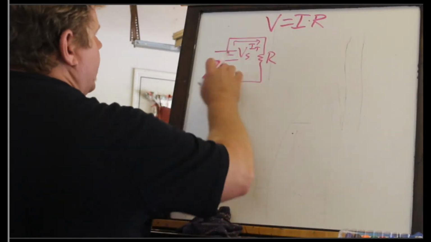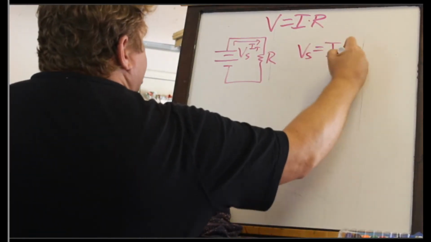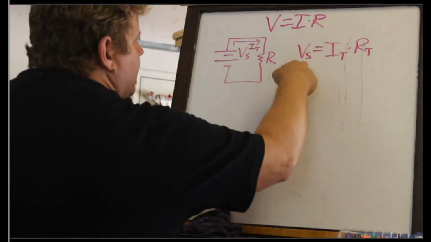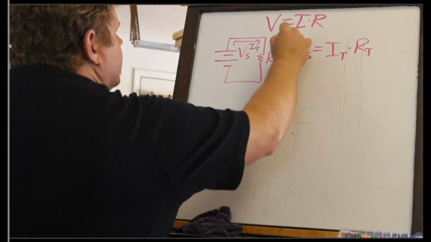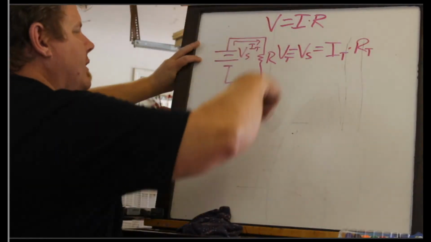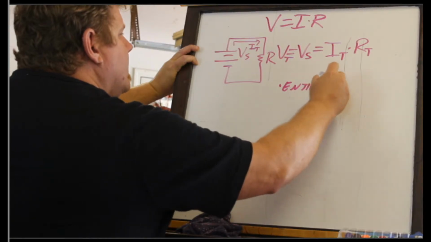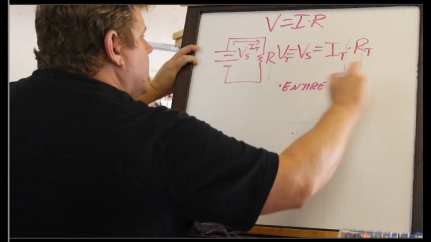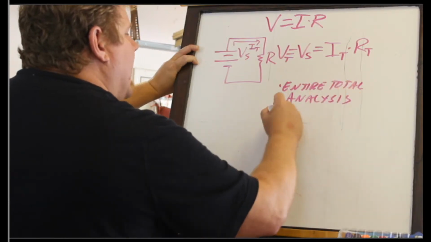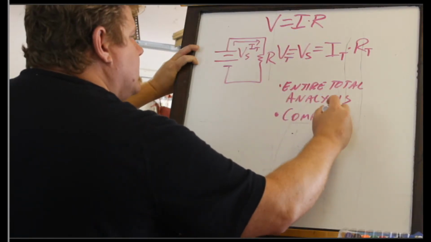And then if you just wanted to put off to the side here, the total current times the total resistance. Okay, and you could alternately write this as V total. Okay, so Ohm's law is true not only for the entire circuit, so we use this for the total analysis, and we use it on a component basis.